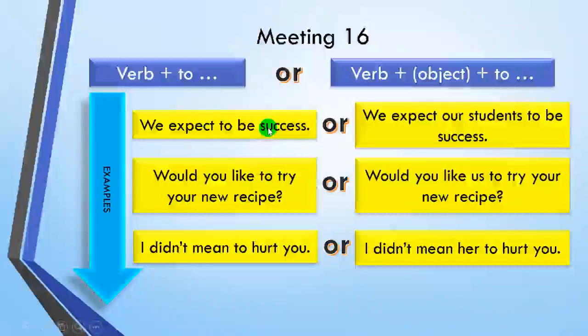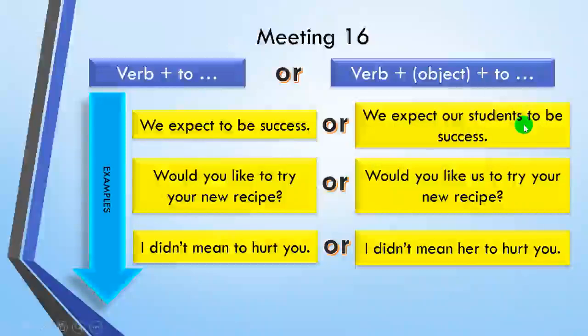Try to use your own logic and your own definition. How do you define this sentence? We expect to be successful. It seems we are talking about ourselves. When we say we expect to be successful, we do not mean the other person to be successful, only us.